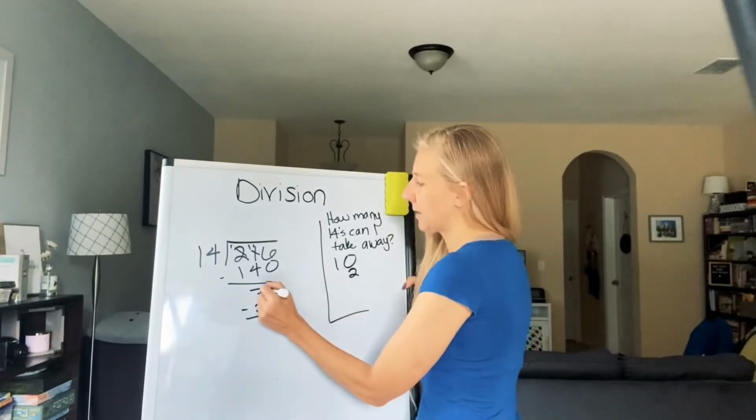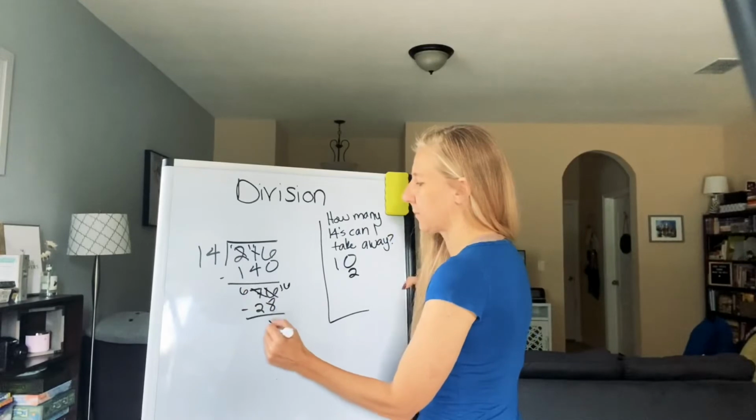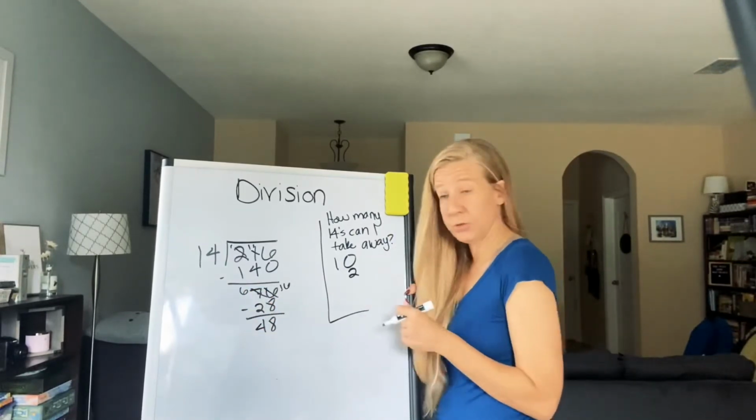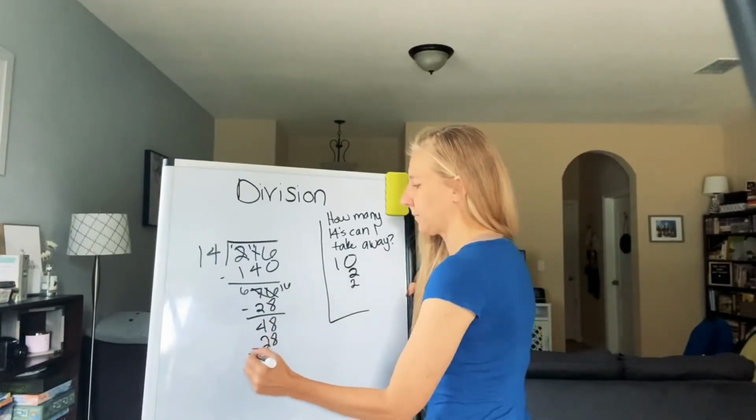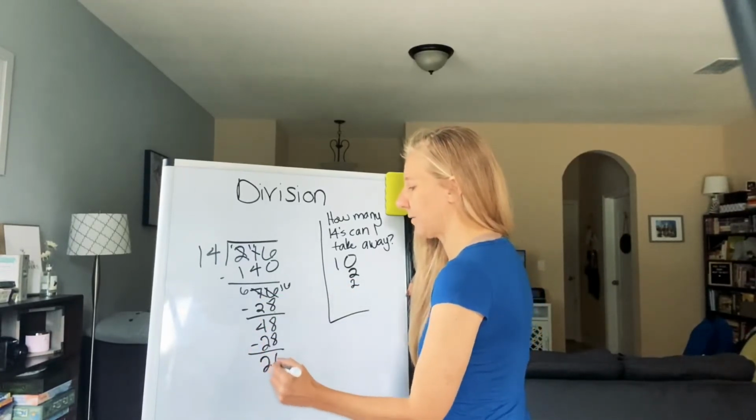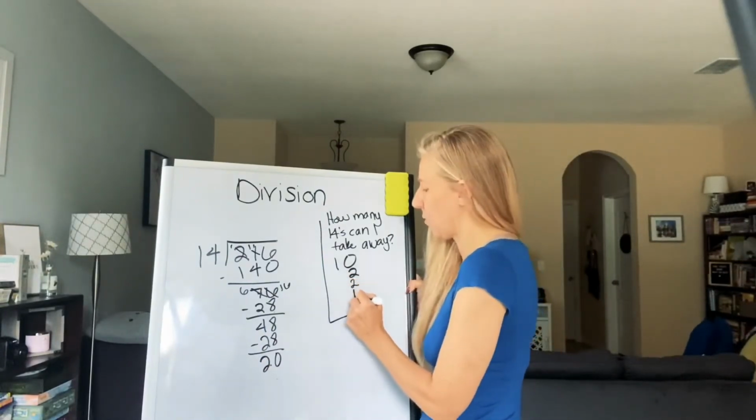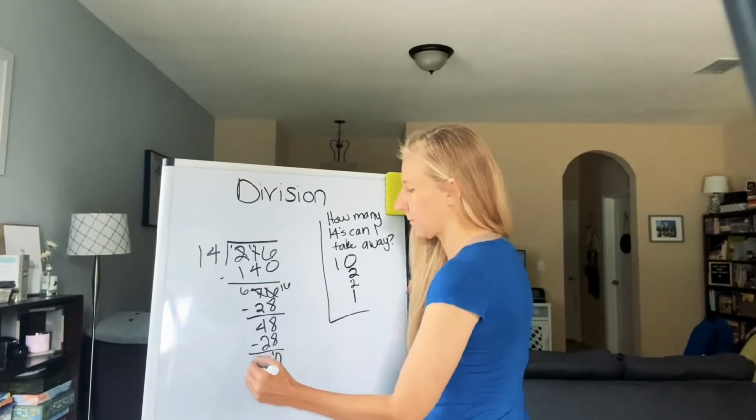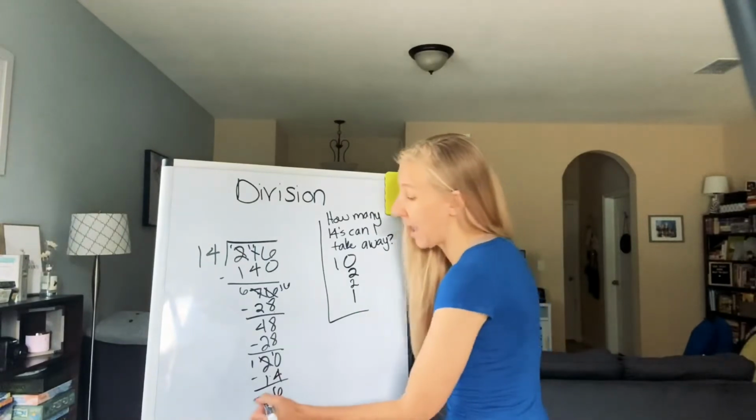And now we'll subtract. So 16, the 7 becomes a 6. So I have 48 left. So I could take out another 2, another 28. Now I have 20 left. Well, I can only take 1 14 out of 20, so I'm going to take 1 away. And I have 6. Now I can't take any more 14s away, so that is my remainder.